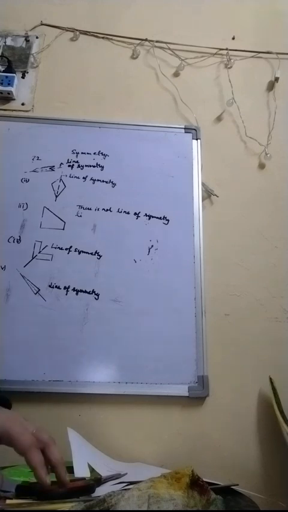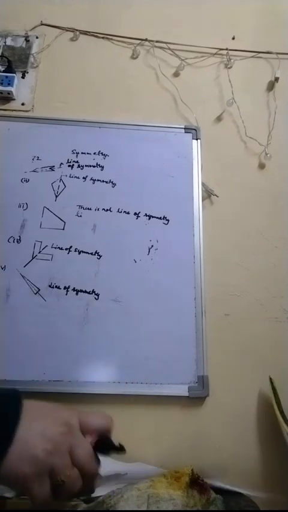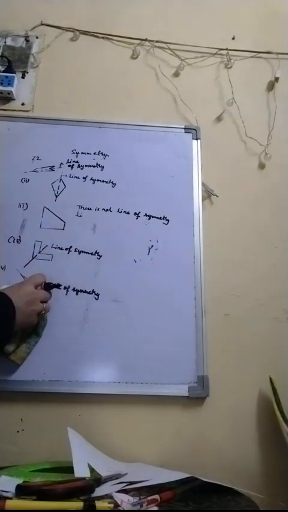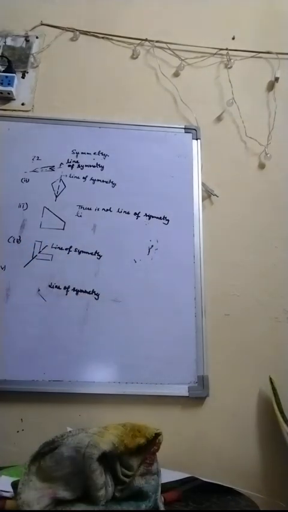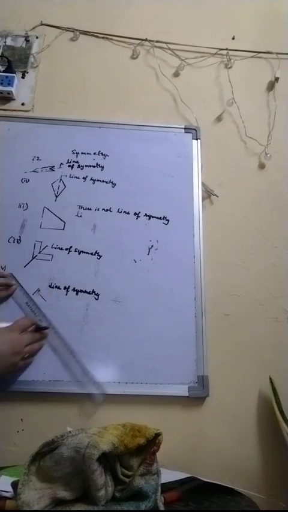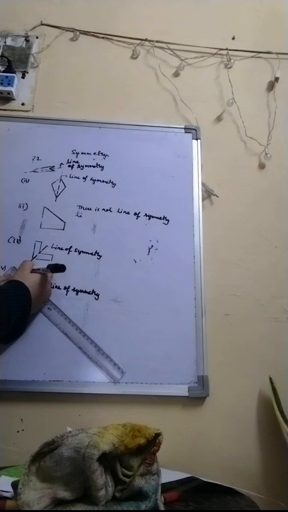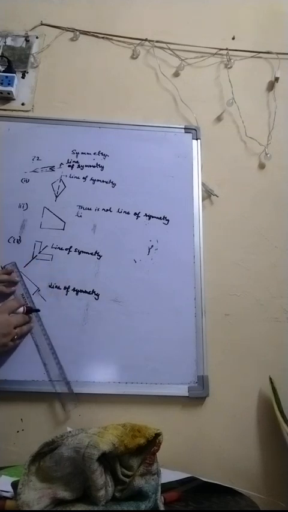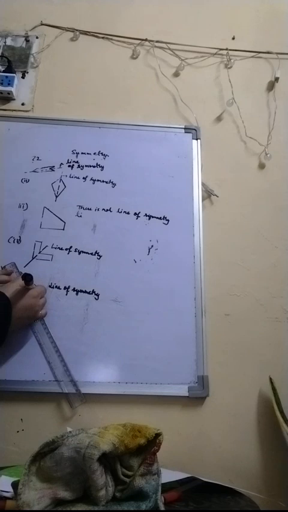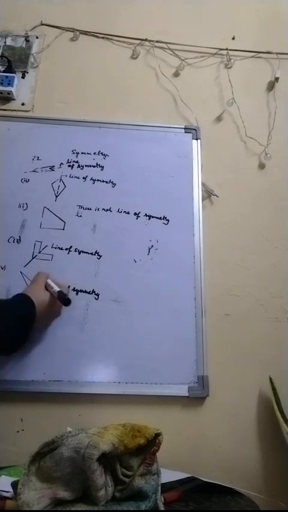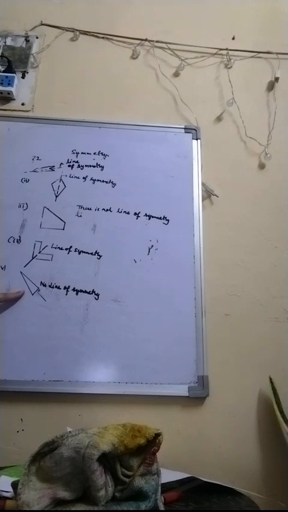Now in the fourth part, one of the angles seems to be 90 degrees. So let's make it again. One is L and other is slanting line. So I think there is no line of symmetry for this figure. So fifth part, just rectify it, change it. There is no line of symmetry in this figure.